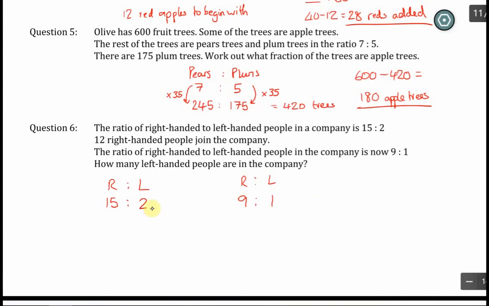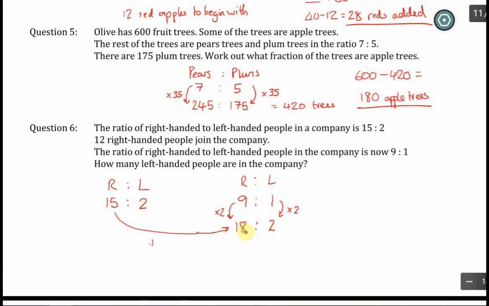But if I can make the left-handed numbers the same, because ultimately they haven't changed, then we can just look at the right-handed numbers. So it's very easy to make these left-handed ratio numbers the same. They both go into 2. So I just need to times this ratio by 2. So 18 to 2 is the same as 9 to 1, but now it's directly comparable with this bit over here, or in other words, each part is worth the same number of people. Each of these parts is worth the same number of people as this part, because we know the number of left-handed people hasn't changed.